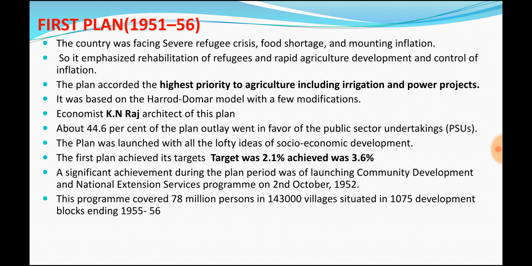First, we will see the different 5-year plans that have been implemented in India since 1951. That was the period the first plan started. The first plan was between 1951 and 56. It was a time when India was facing severe food shortage and a severe refugee crisis, and there was also high inflation. The inflation kept on rising, and the prices of goods were rising.